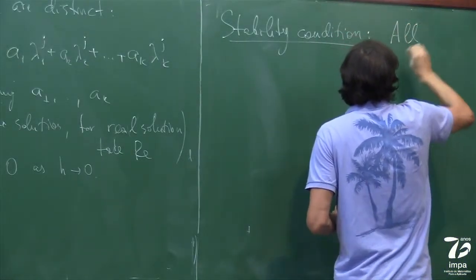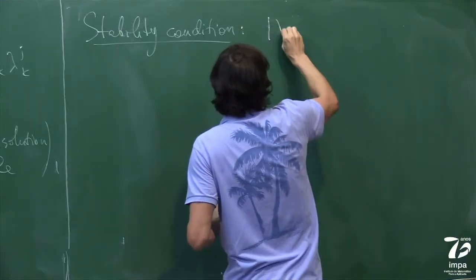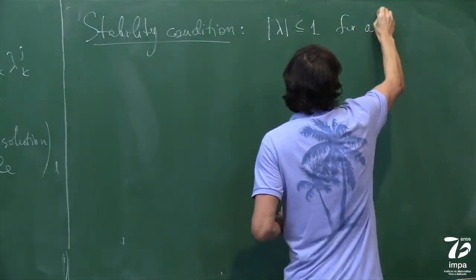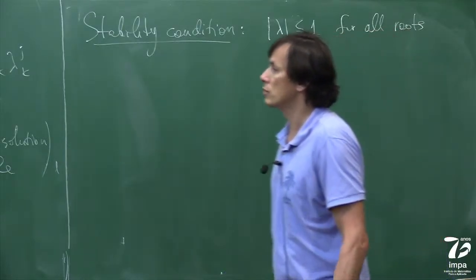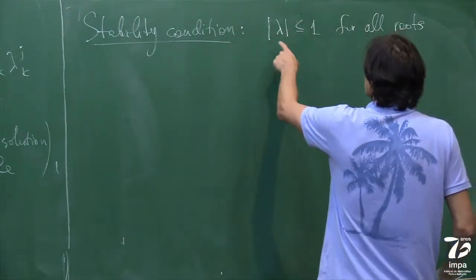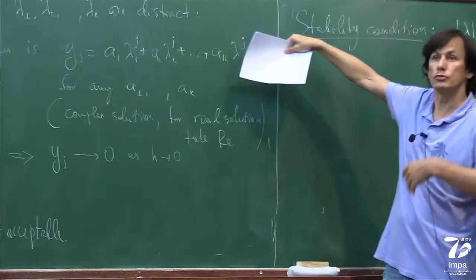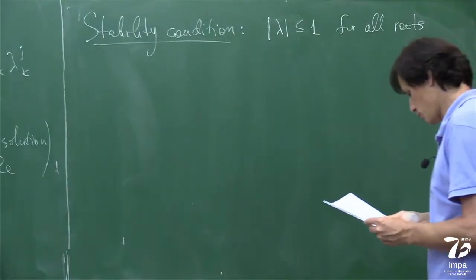Modulus of lambda is smaller or equal than 1 for all roots. So all roots should have this condition. And this is clear because if one of the roots has absolute value bigger than 1, then one of the terms explodes. So already with zero function, you don't have a correct solution.